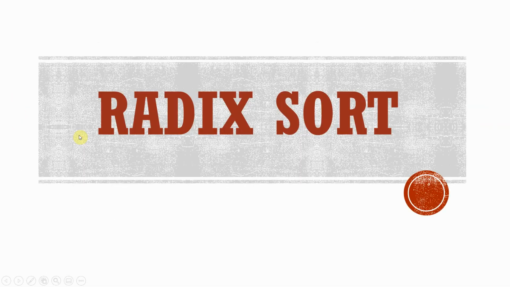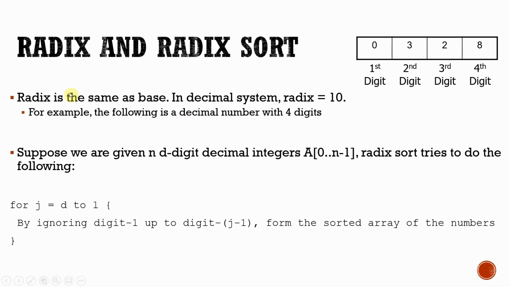So the next concept is Radix sort. Radix is the same as base. In the decimal system, Radix is 10. For example, the following is a decimal number with 4 digits. Suppose we are given n d-digit decimal integers, let's say n numbers with 4 digits.